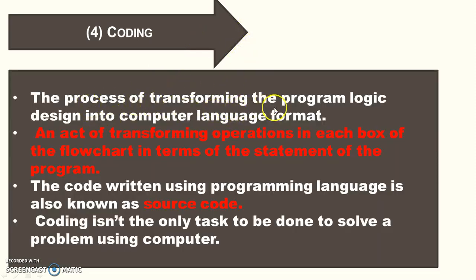Coding is nothing but transforming the step-by-step representation of our problem into particular programming statements. The process of transforming the program logic design into a computer programming language is known as coding: the act of transforming the operation in each box of the flowchart into statements of the program. The code written using a programming language is also known as source code. So coding is not the only task to be done to solve a particular problem using a computer.